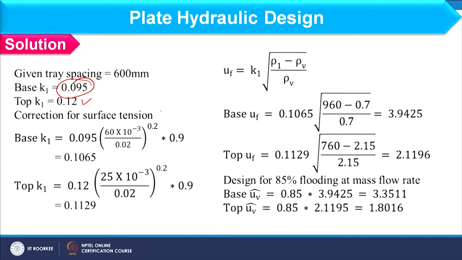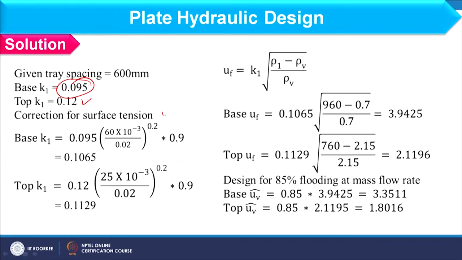Now, once you have this K value from the graph, you can correct this. Why do you have to correct? Because the surface tension of the liquid is other than 0.02. Okay. And here we should also consider the correction factor for hole to active area ratio. Okay. Because it is given as 0.08. However, for this graph, 0.1 is considered. Okay. So, let us correct the K1.